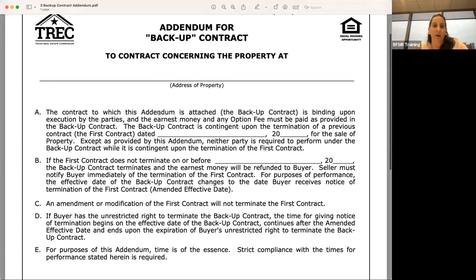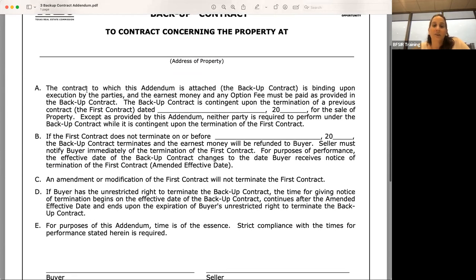Okay, so you put the address of the property and then you say, the contract to which this addendum is attached, which is binding, right? It's a binding contract. Everything must be paid, but it's contingent upon the termination of the first contract.